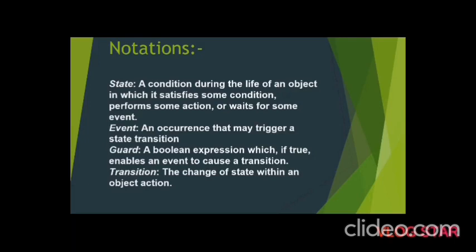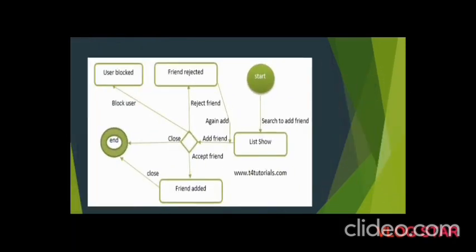This is an example of state transition diagram. Here, object is friend. Now, first message is to search friend. Then object will change the state to show list. Here, user sends friend request, so the object changes state. If the friend request gets accepted, then it will change to friend added and then end. If request is rejected, then object will change to friend rejected. If the request is blocked, then object will change to user blocked. So this is how state transition of object takes place.